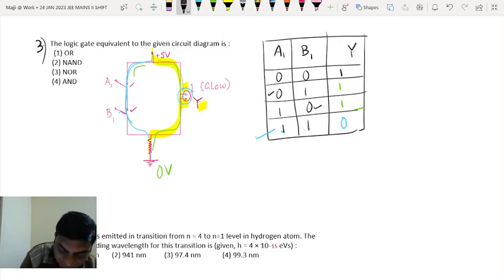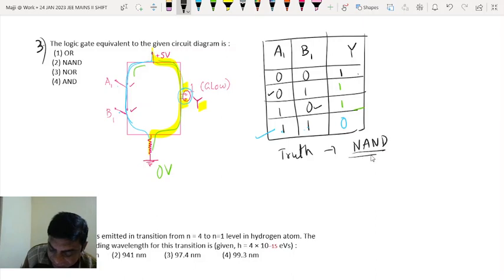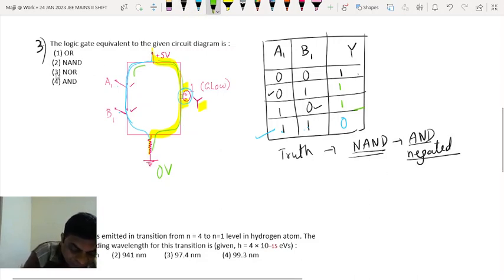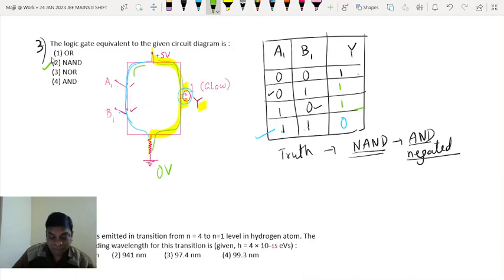So as you can see, this truth table corresponds to that of a NAND gate. You can check very easily. NAND is nothing but AND negated. Write down the truth table of AND and just negate it. Just reverse it. You get it. So the correct option is the second option.